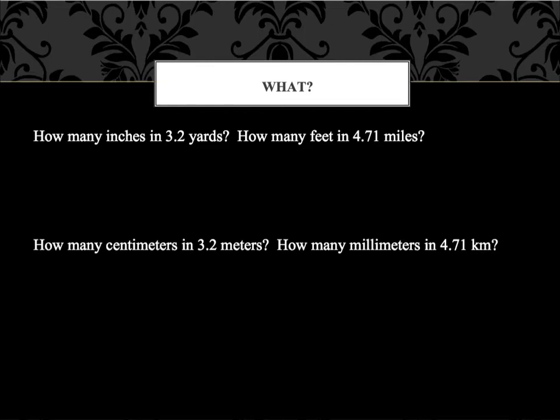So the way it works in metric then, how many centimeters are there in 3.2 meters? Well, that's easy. There's 320 centimeters. How many millimeters are there in 4.71 kilometers? Also easy. There's 4,710,000. Okay. So really easy conversion. The numbers stay the same. You're just moving the decimal point.